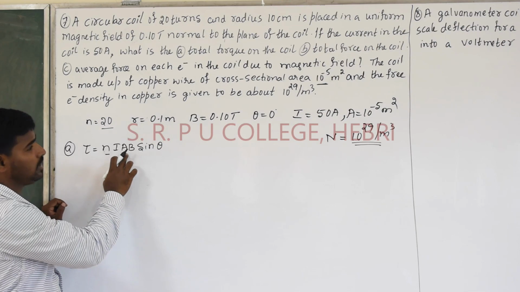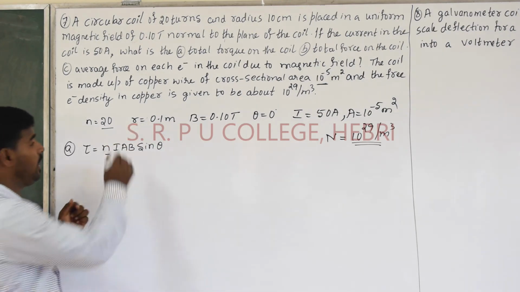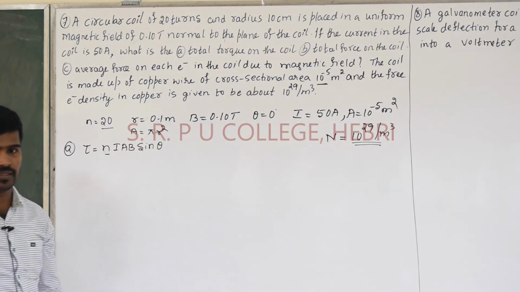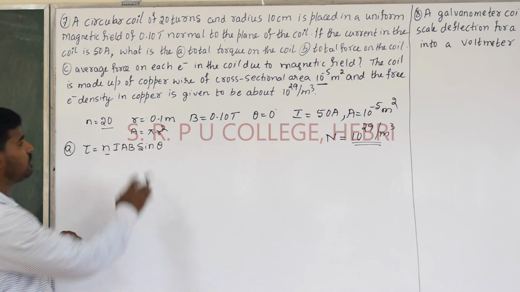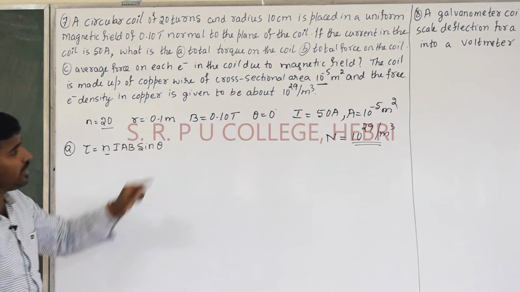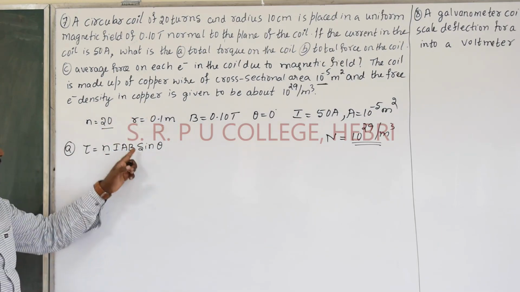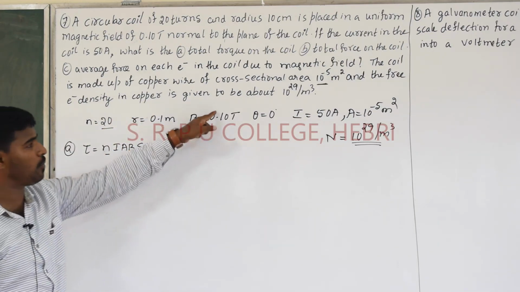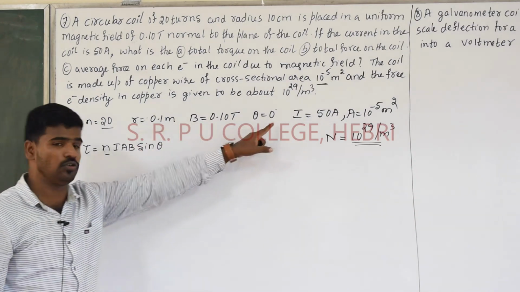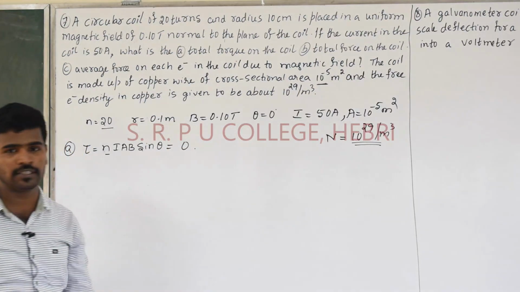Area of cross section A is equal to radius they are given. Therefore, area A is equal to pi r square. Before that they are given the term. What about A is equal to, they have given it, A is equal to 10 raised to the power minus 5 meter square and B is equal to magnetic field 0.10 Tesla. Along with that, sin theta, theta is equal to 0 degree. Therefore, sin 0 will be 0. The torque on the coil is equal to 0.